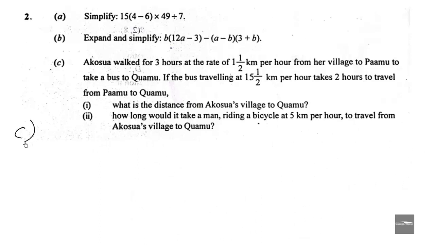Akosia walked for 3 hours at a rate of 1.5 kilometers per hour from her village to Pamu to take a bus to Kwemu. If the bus traveling at 15.5 kilometers per hour takes 2 hours to travel from Pamu to Kwemu, what is the distance from Akosia's village to Kwemu? So we have Akosia's village. So this is the village to Pamu.